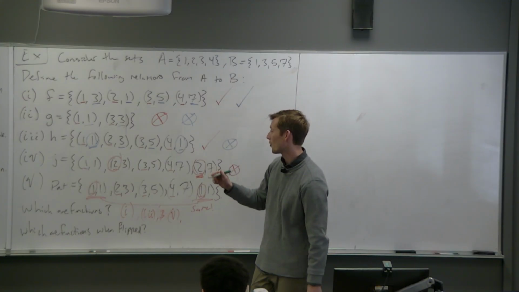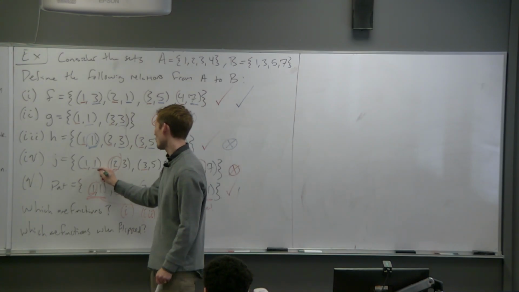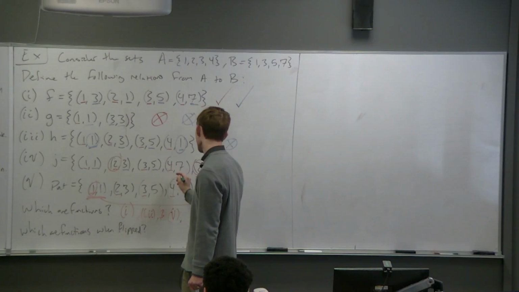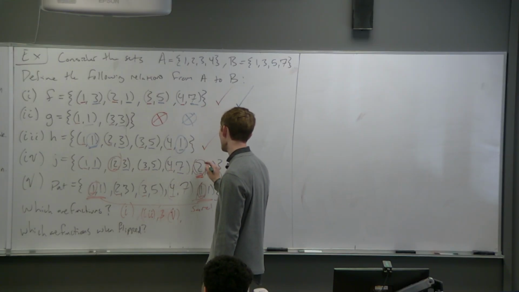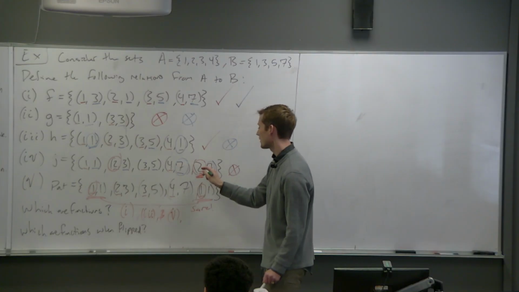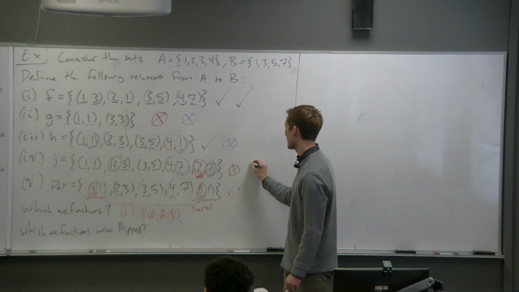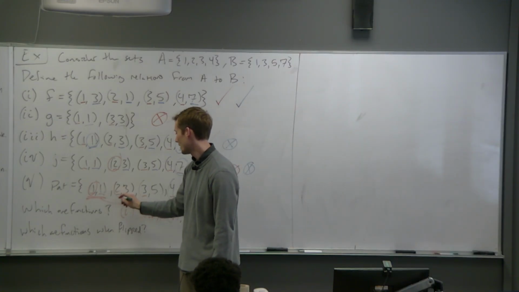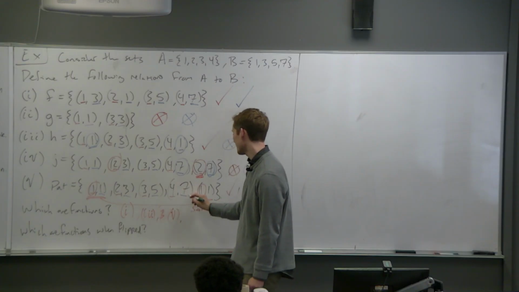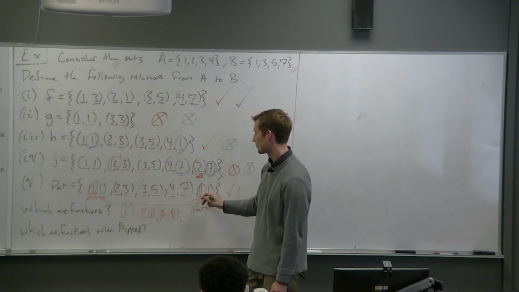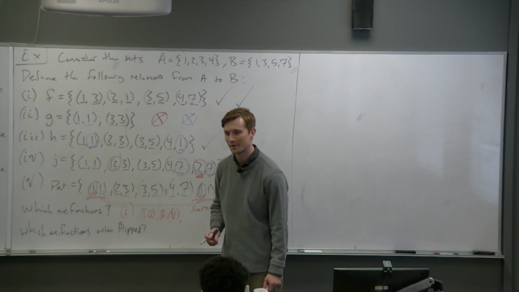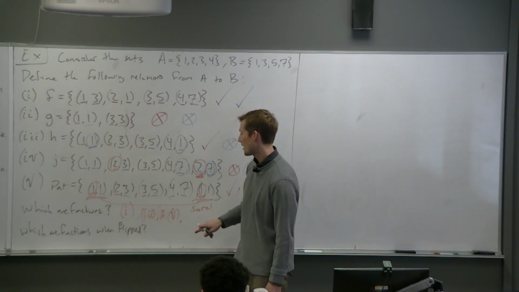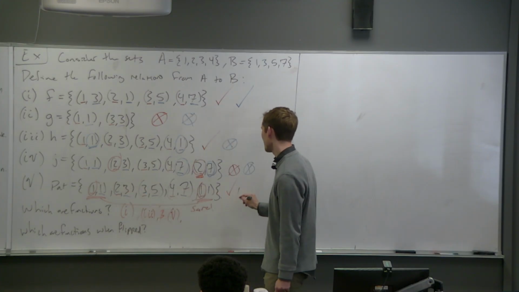Okay, what about 4? I've got 1, I've got 3, I've got 5, I've got 7, but I've got 7 again and 2 different things next to it. Yet again, not a function. Okay, what about Pat? I've got 1, 3, 5, 7, and notice this one is extraneous. We've already got it over there. So I have 1, 3, 5, and 7. It is a function.